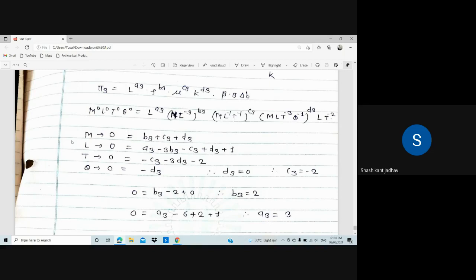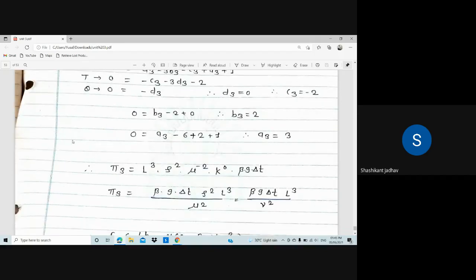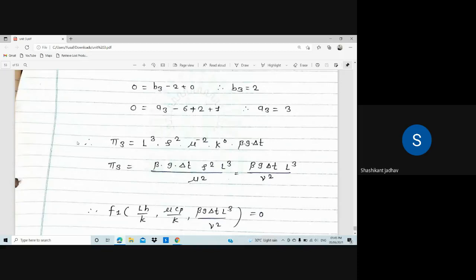Okay, so what is the value of a3, b3, c3 and d3? a3 is equal to 3, b3 is equal to 2, c3 is equal to minus 2, d3 is equal to 0. All of you check whether all values are correct. So first we get the value of d3, from that c3, then b3 and then a3.